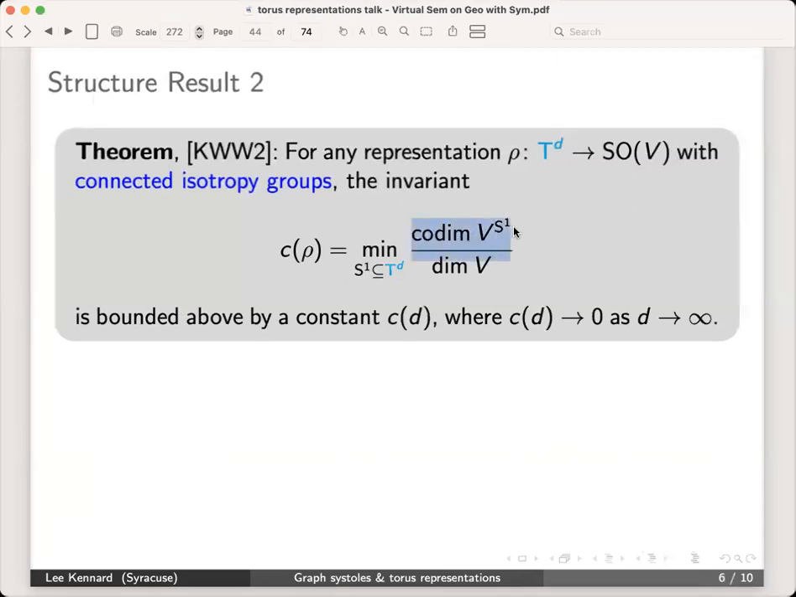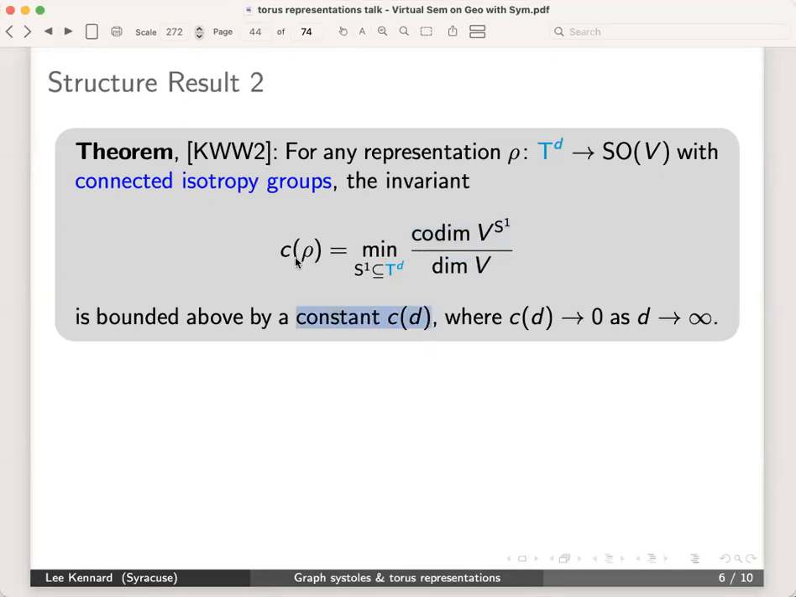And our goal geometrically was to find big fixed point sets. So this means small codimensions. So we want to find the minimum codimension of fixed point sets. We normalize in this way. So this you can think of as like the percentage of the total dimension that the fixed point set's taking up. And what we proved is that if you take a minimum over all circles and call that invariant C of rho, that's bounded above by a constant that only depends on the rank of the torus.